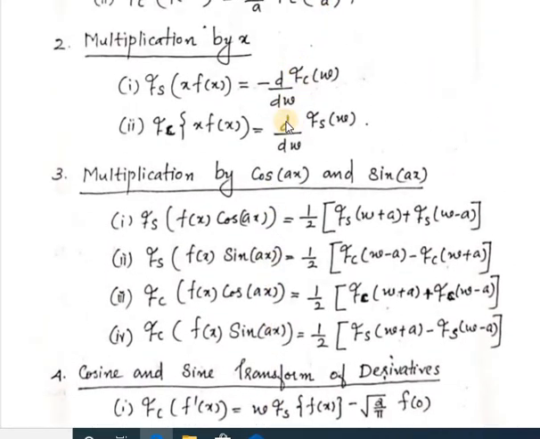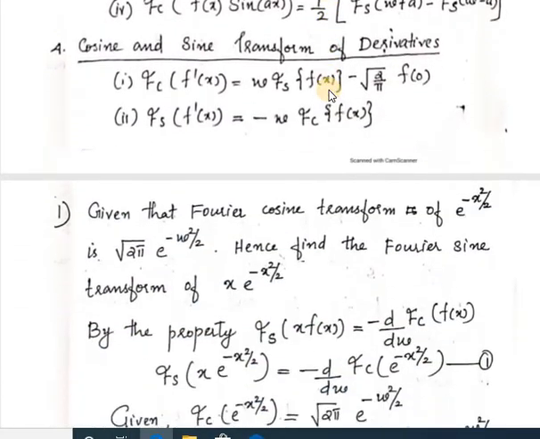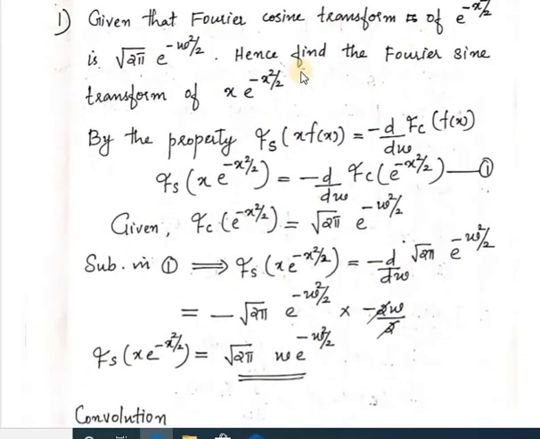That is minus d by d omega of Fc of omega. That is, first we have to find the Fourier cosine transform of the function. The property is Fourier sine of x into f of x equal to minus d by d omega of Fc of f of x. So here the function is e raised to minus x square by 2, and I have to find the Fourier sine transform of x into e raised to minus x square by 2.